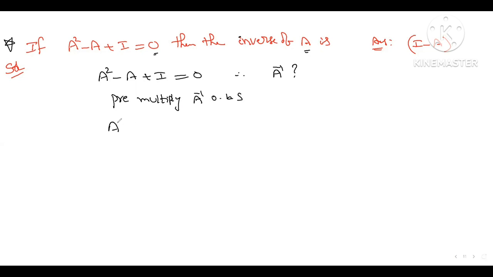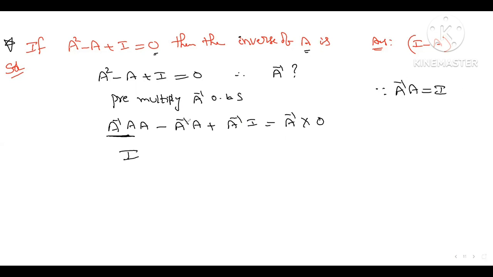So A inverse into A square minus A inverse into A plus A inverse into I is equal to A inverse into O. So A inverse into A square, so A inverse into A, right? A inverse into A, how much value? I. A inverse into A is equal to I. A inverse into A, again write here I. A inverse into I is equal to A inverse.